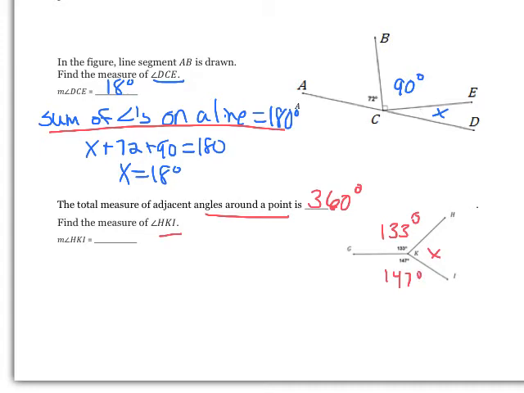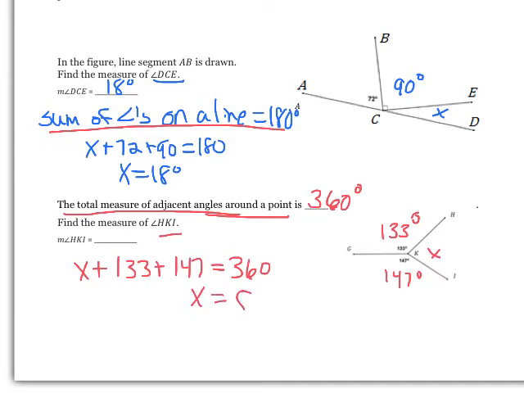So, because the angles around a point add to 360, we can say that x plus 133 plus 147 is equal to 360 degrees. Subtracting 147 and 133 from 360, we get that x is going to be 80 degrees, so the measure of angle HKI is 80 degrees.